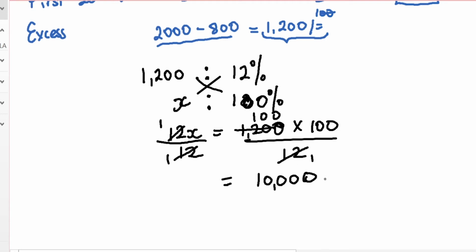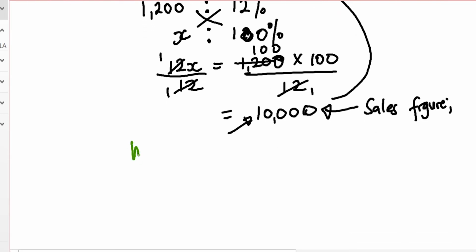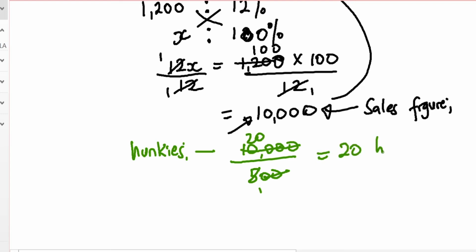So if it is 10,000, that means this is the sales figure, because these are the sales where we took 12% to get 1,200 as commission. So if this is the sales figure, then we need to know how many hankies are in this 10,000. The number of hankies there are 10,000 divided by the price of each hanky, which is 500. These two zeros go with that, and 5 times 20 is 100. And so we end up with 20 hankies.